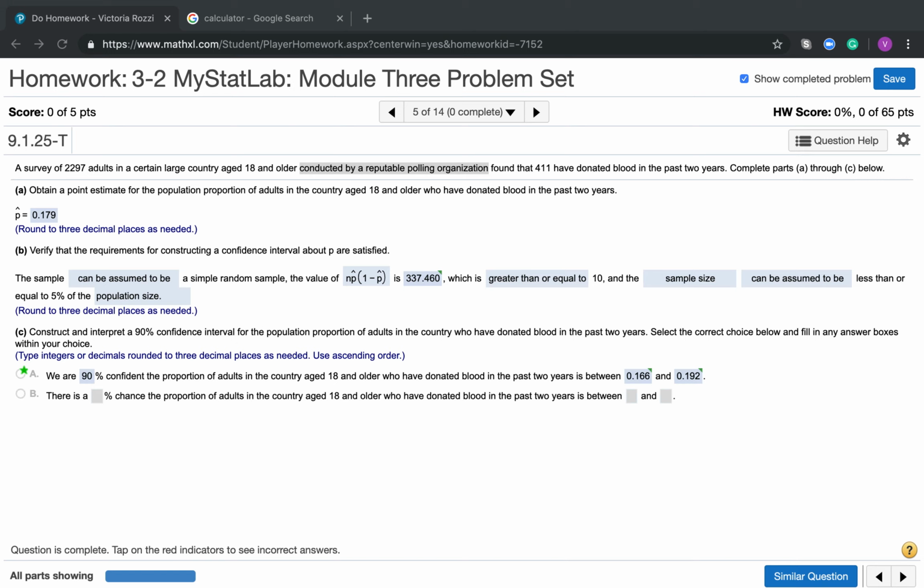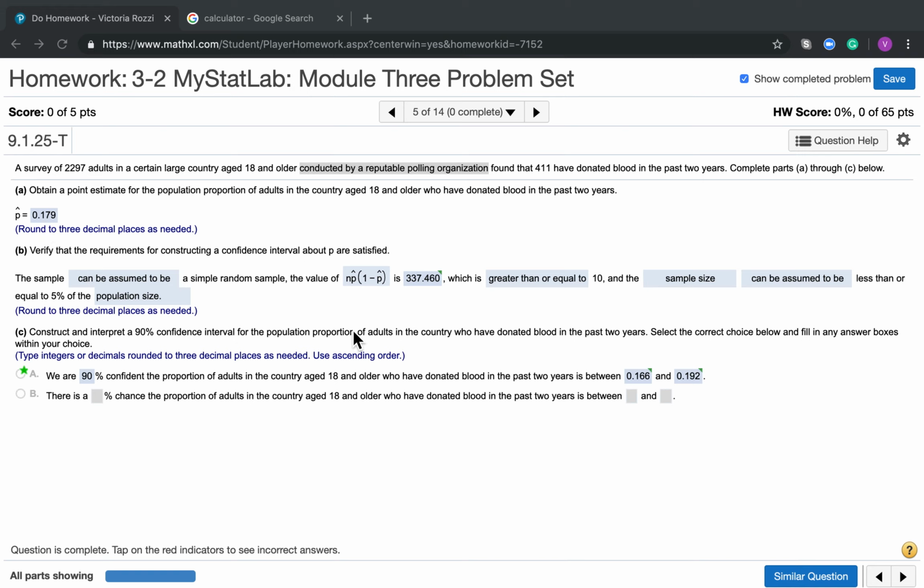Now next, you had to choose the correct formula here, and they gave lots of different formulas. This is why, again, having that question help is really helpful. We want to pick n times p hat times 1 minus p hat. Now then we have to actually calculate that. Okay, so remember, n is your sample size. P hat is this 0.179 here.